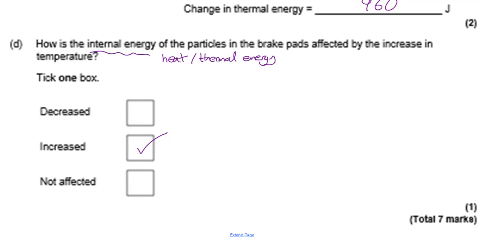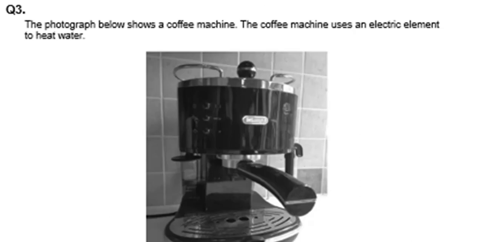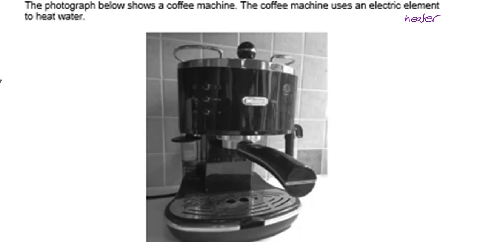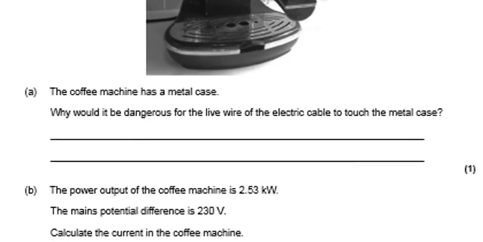Now we'll move on, and we have got a coffee machine. Fancy. Right, it uses an electric element, an electric heater, that's what they mean. Those heating things are called heating elements, and it heats up the water inside it. It has a metal case as well.